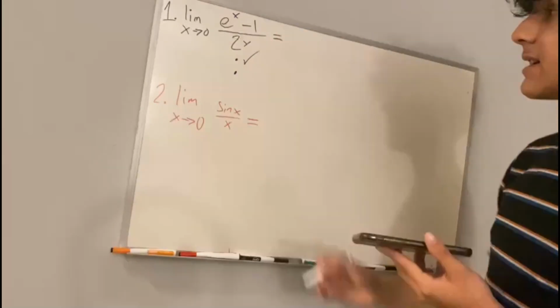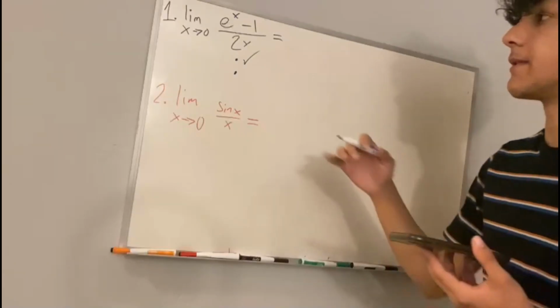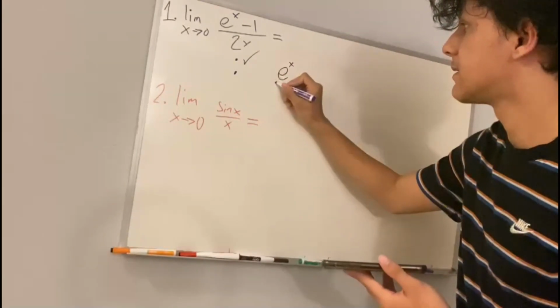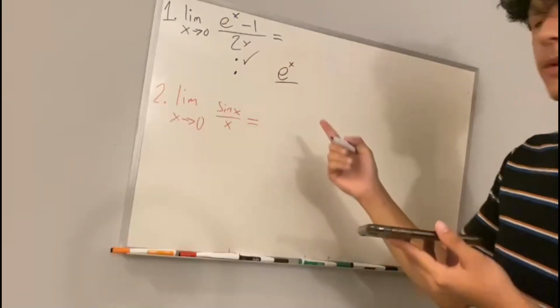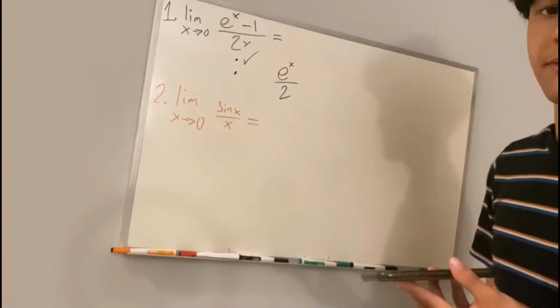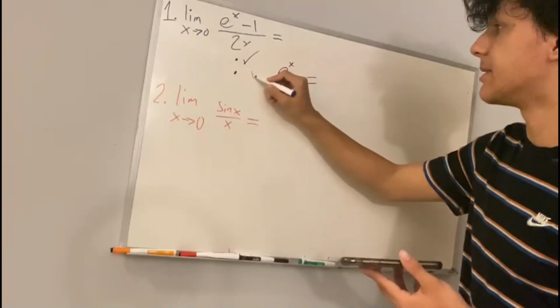Derivative of the top would be the derivative of e to the x, which is just e to the x, and the derivative of the constant, which is just 0. So the derivative at the top would just be e to the x over the derivative of the bottom, which would just be 2, because the derivative of 2x is 2. And now you plug that limit in.